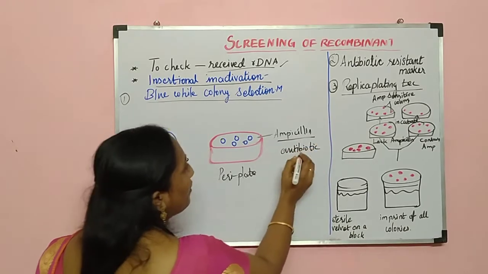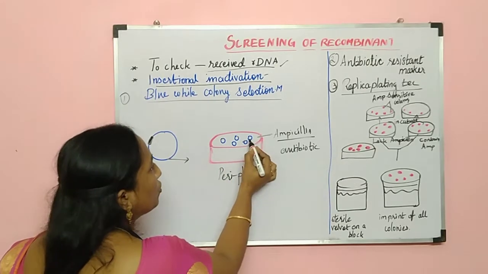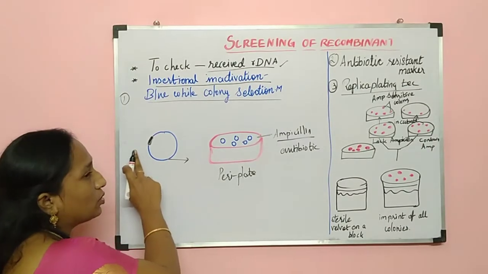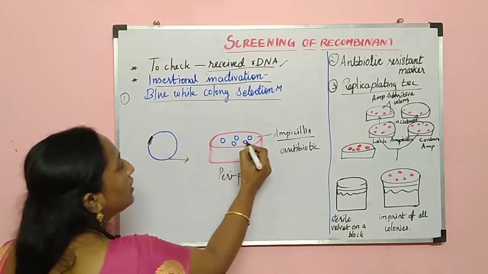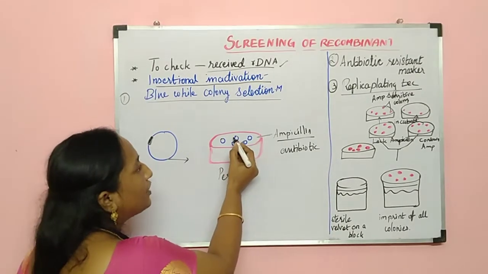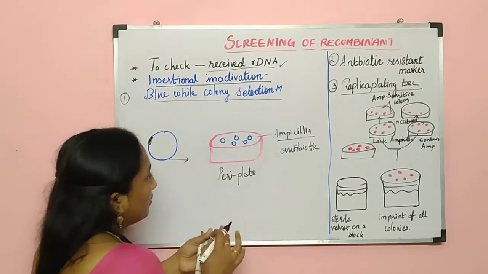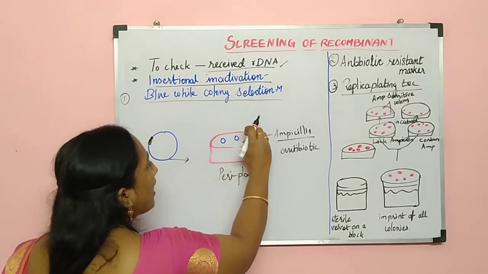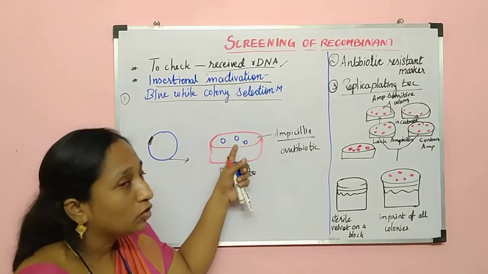antibiotic. This antibiotic will not allow the bacteria to grow, except those bacteria that have the ampicillin resistance. Those that have the ampicillin resistance will grow. The cell which doesn't have the ampicillin resistance will not survive. So after some time, what happens? The cells which don't have the ampicillin resistance will die, or will not grow in the colony.